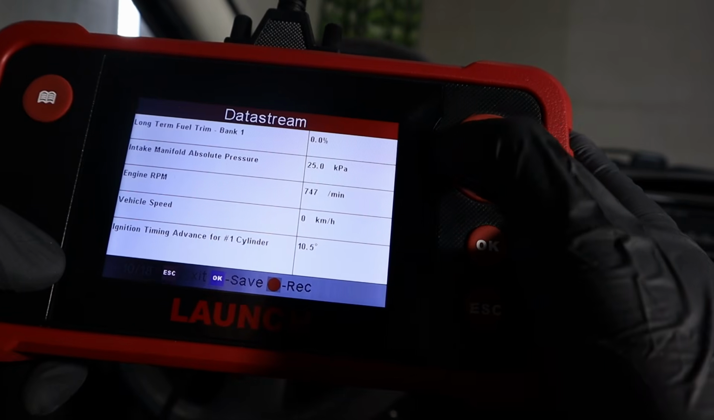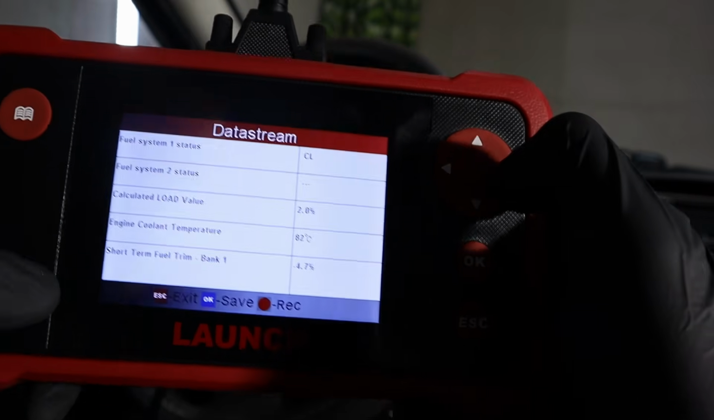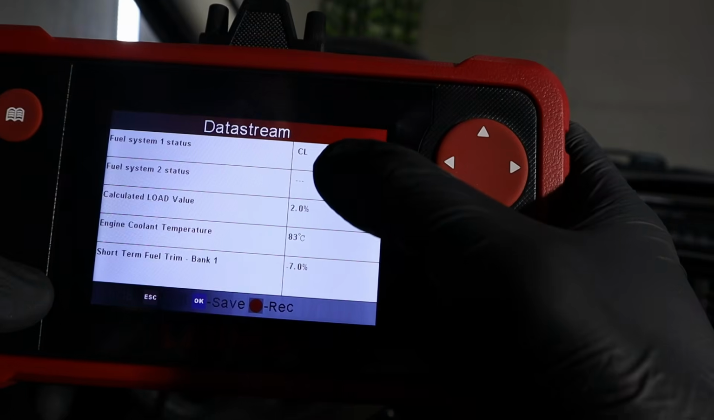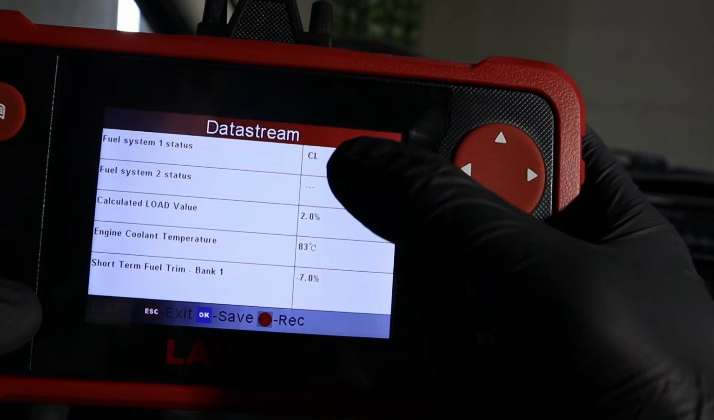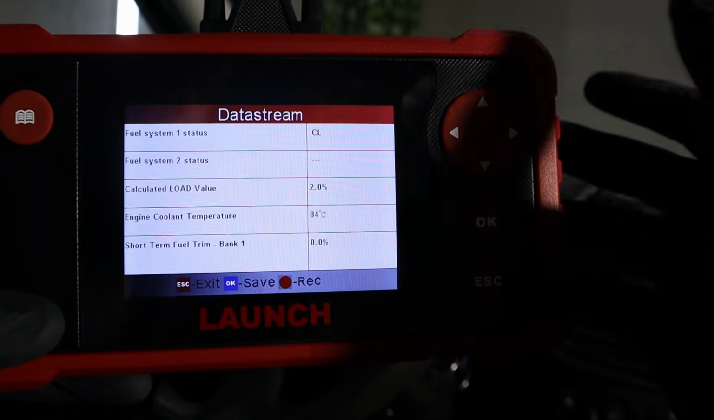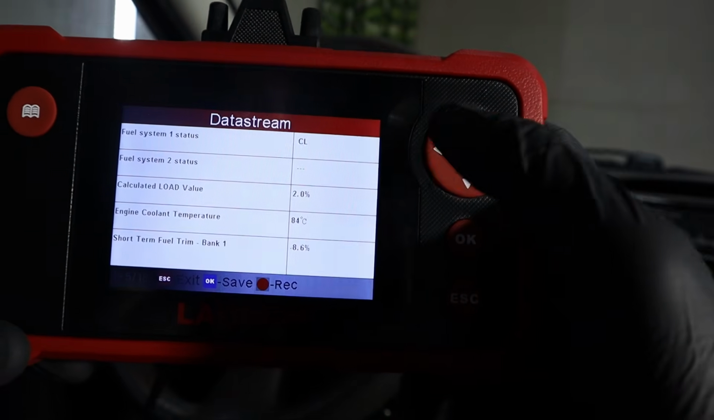Now let's check that fuel system status. Oh, and now we are at closed loop. That is what you want to see. If you are looking at the live data, you always want to see closed loop, and that means the engine is running based on what the engine sensors tell it to do, not just on learned values.